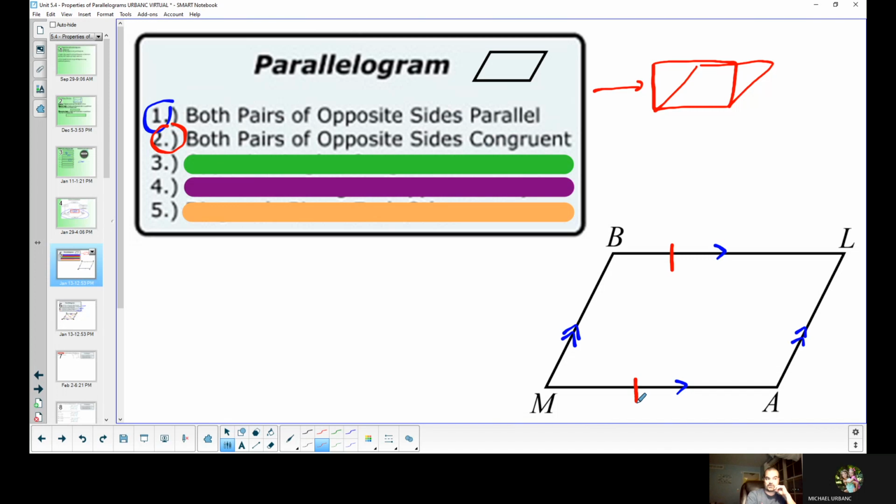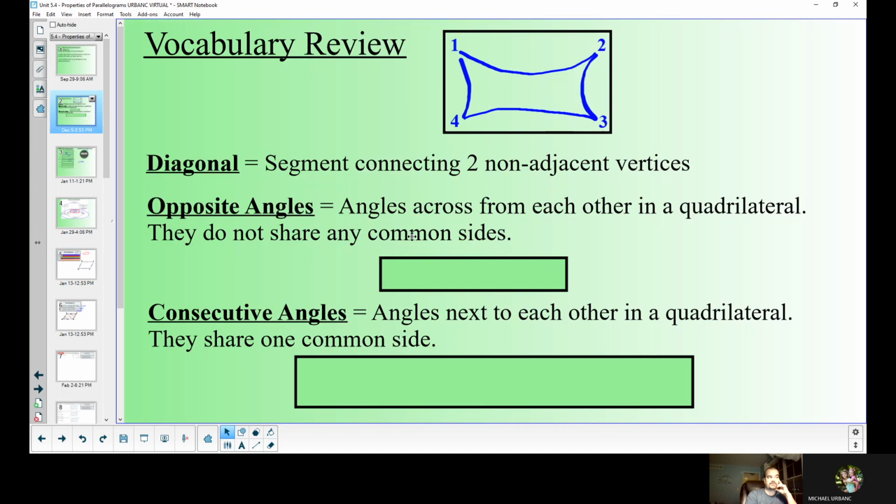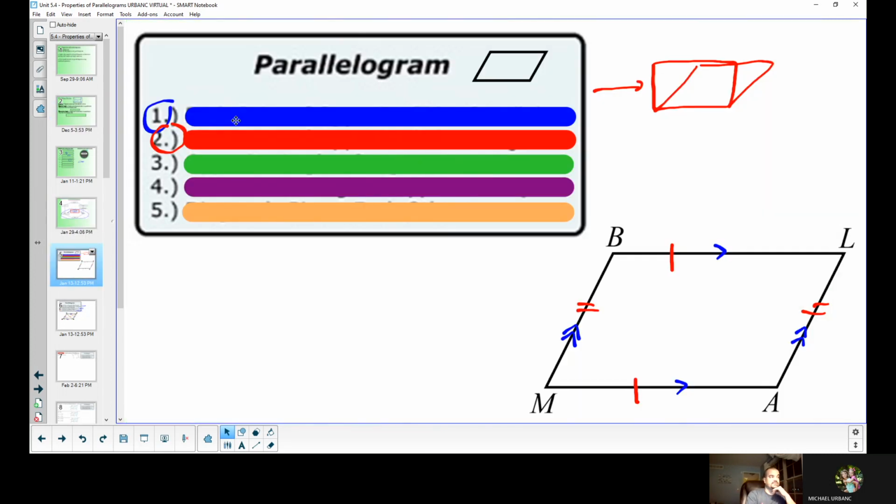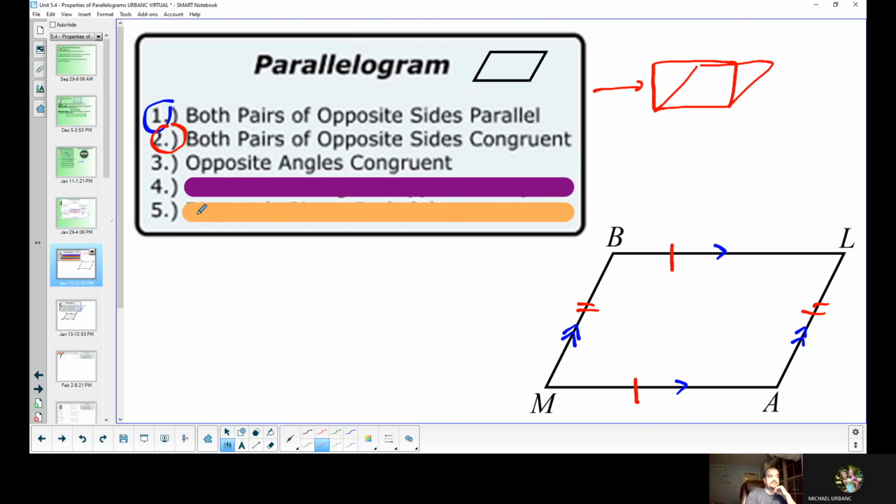So we're going to use our congruent tick marks to label those. And that's property 2. Property 3 is that opposite angles are congruent. So this is why back here we talked about opposite angles, because when we're talking about properties, we need to be able to identify consecutive or opposite angles. So in this case, let me get rid of those again. So property 3 is that opposite angles are congruent to each other.